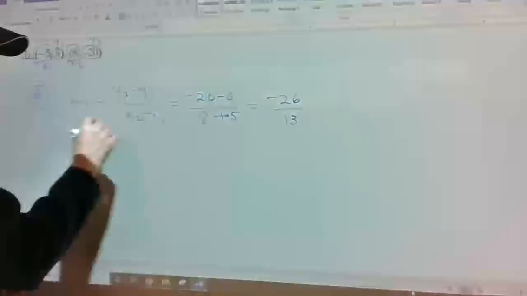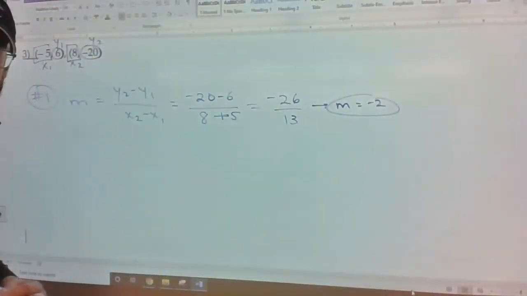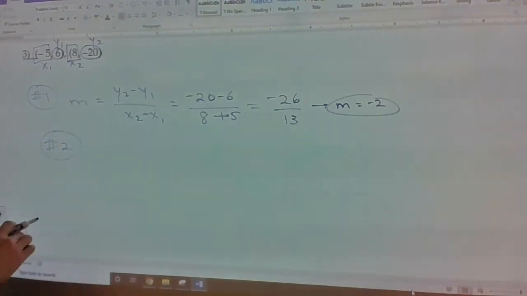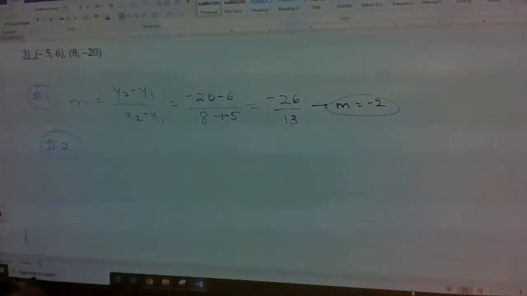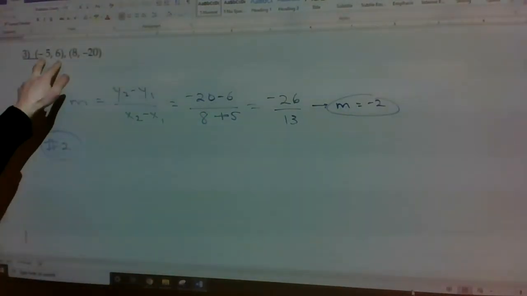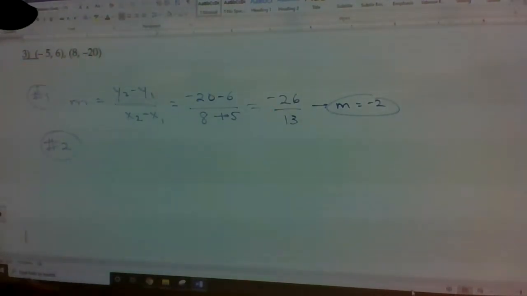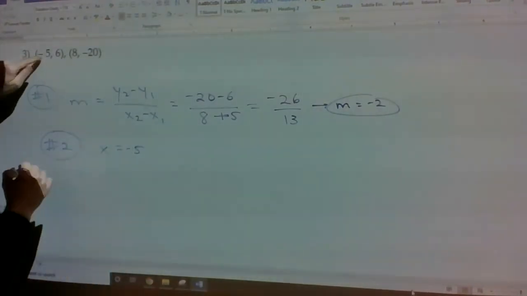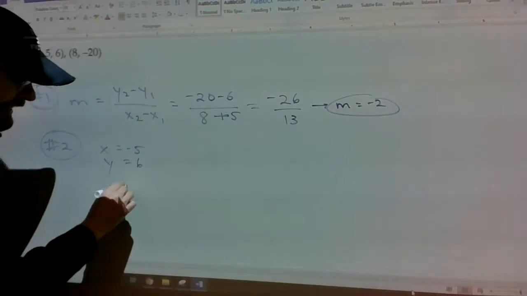So m is equal to negative 2. Step 2, which one would be the most convenient to work with? You know, I'm thinking the smaller numbers in general are going to be a better move for us. You're not going to be able to avoid a negative. So let's go with when x equals negative 5, y must equal 6. And m is always going to be negative 2.